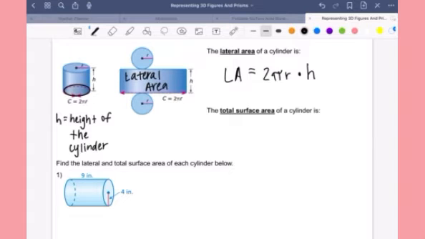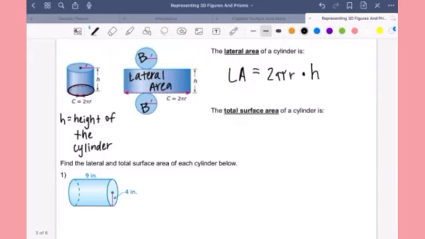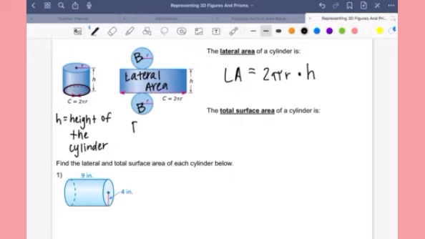Okay? And then, just like prisms, our bases are the two circles that I said here. So this would be the big B and the big B. Remember, big B is the area of your base. So what is the area formula of a circle? Does anyone remember? The area of a circle is pi r squared, okay? And so when we do the total surface area, we have to add the area of the two bases that we didn't add in just the lateral area.